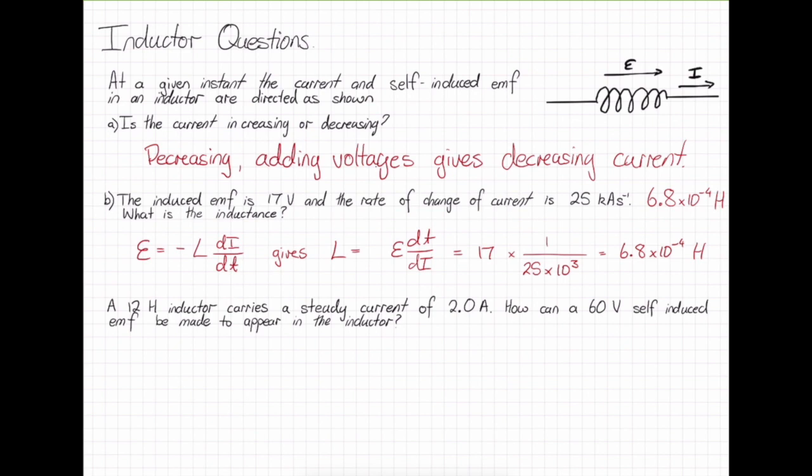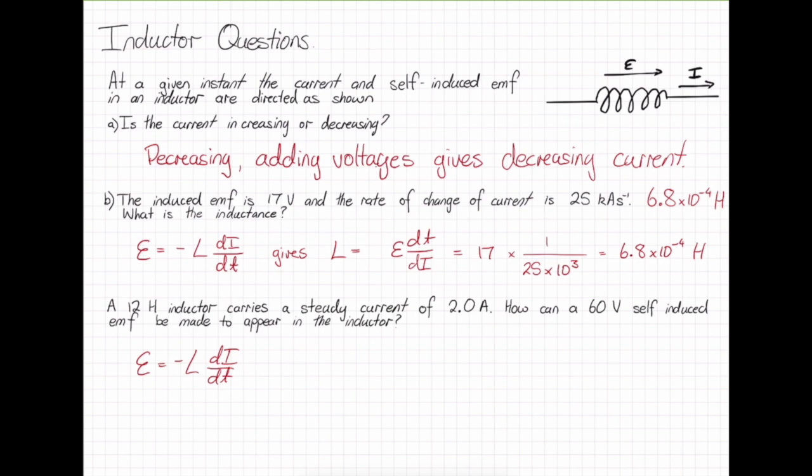A 12 Henry inductor carries a steady current of 2 amps. How can a 60 volt self-induced EMF be made to appear in the inductor? Well, if we look at our equation for inductor, we have that the EMF is equal to minus L, the inductance, and our change in current. Well, in this situation, having a steady current through is not what we're actually after. We're after a EMF of 60 volts. So therefore, our current is actually going to have to change in time.